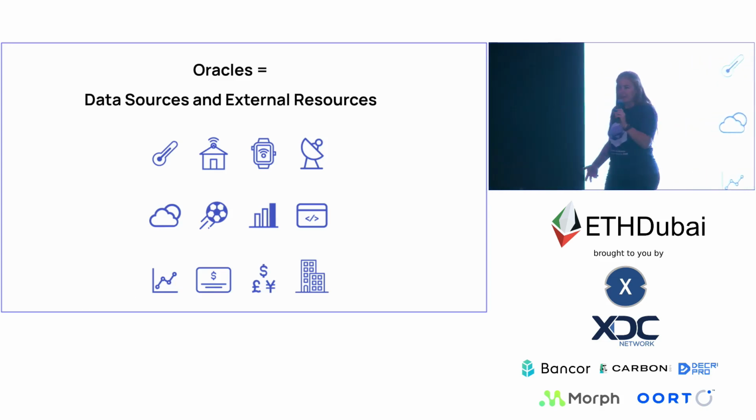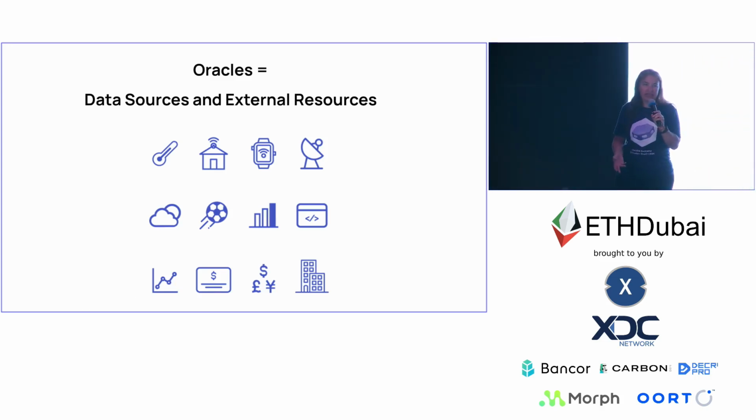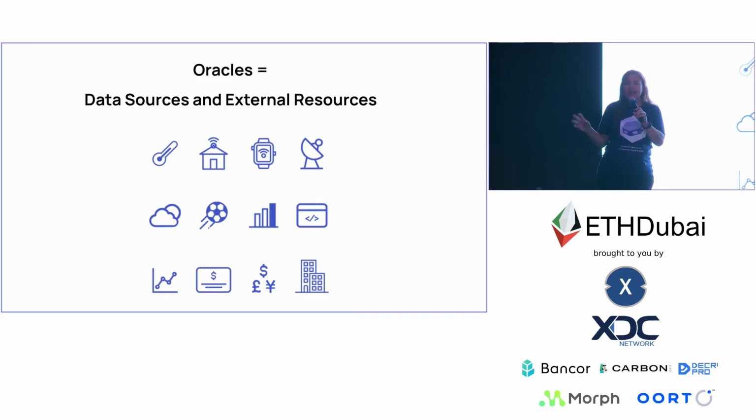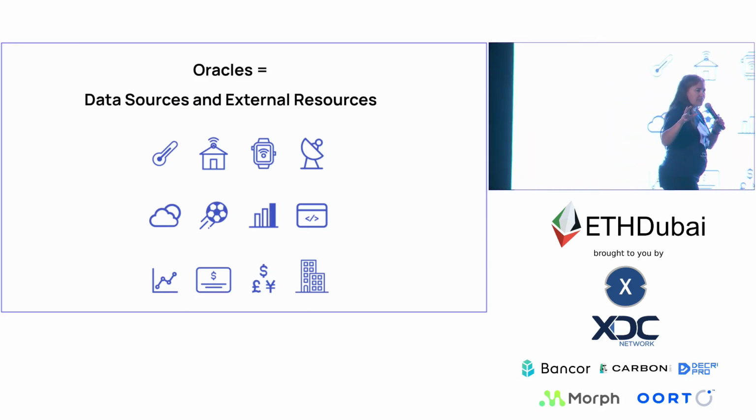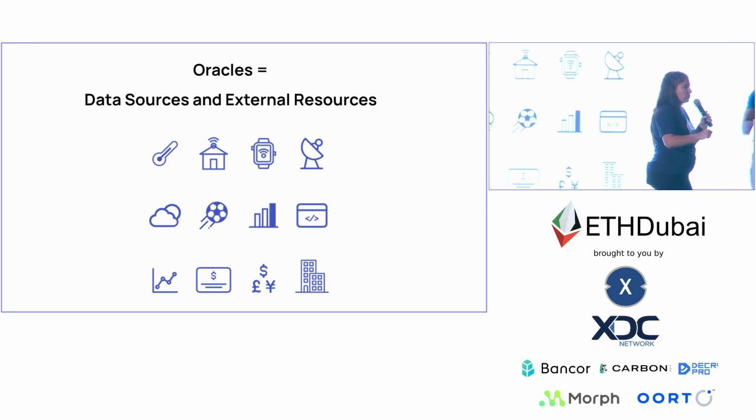So let's continue. I'm here to talk about Chainlink, and Chainlink is an oracle. So what's an oracle? An oracle is the way that you can connect with any information that is outside the blockchain. It can be code or data, but also temperatures, the information from my watch or my steps, or sports, or any kind of weather and financial information. So this is the basic concept of an oracle.